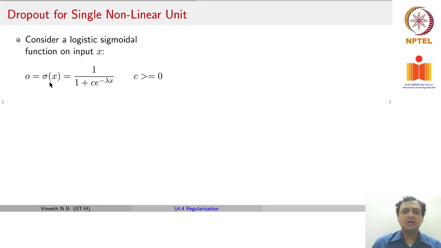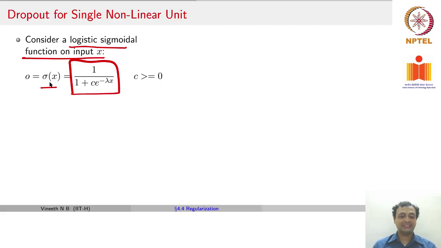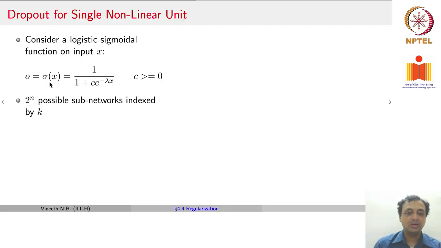So let's consider a single example. Let's consider a logistic sigmoidal function on an input x. So the output is equal to sigma of x, which for the moment let's define as 1 by 1 plus c e power minus lambda x, where c is greater than or equal to 0. So this is a valid logistic sigmoidal function.